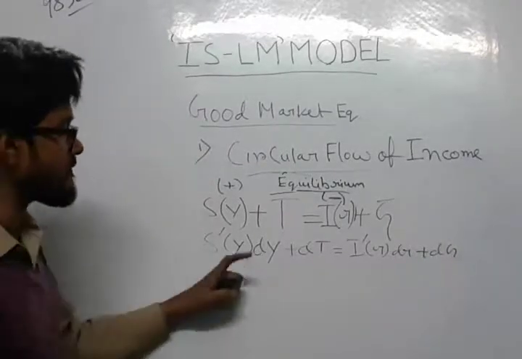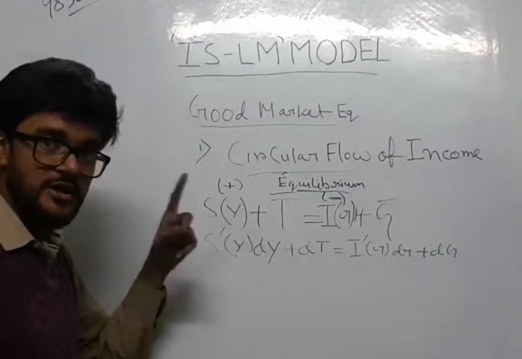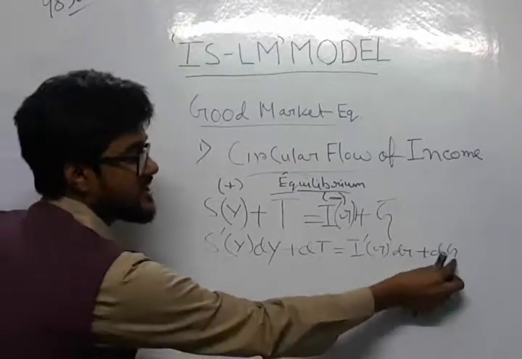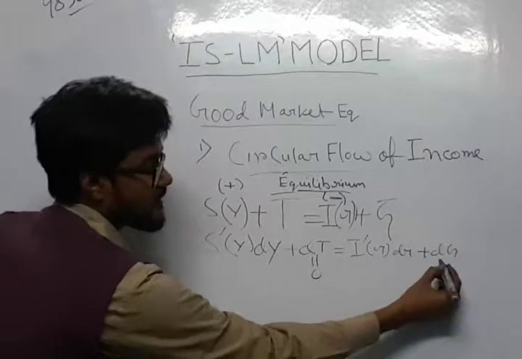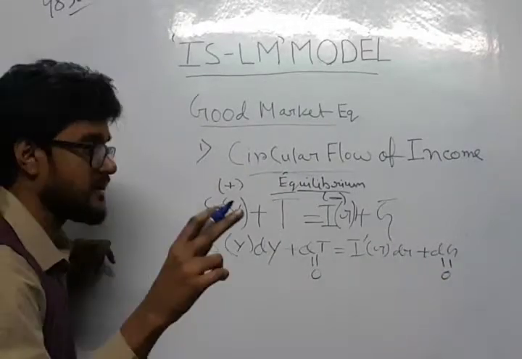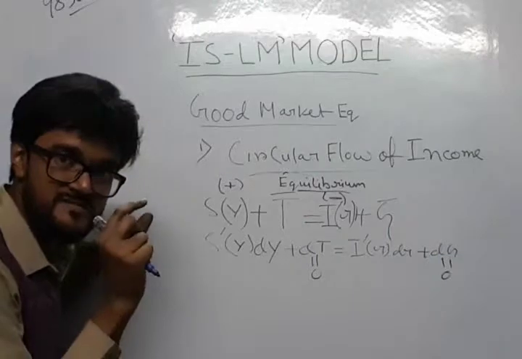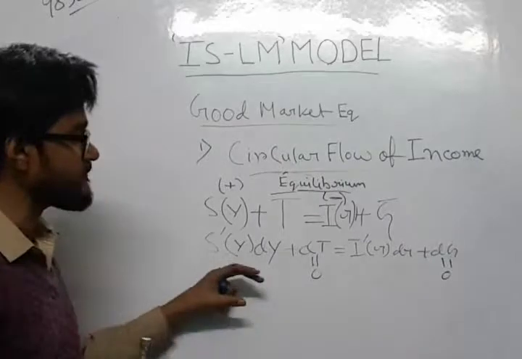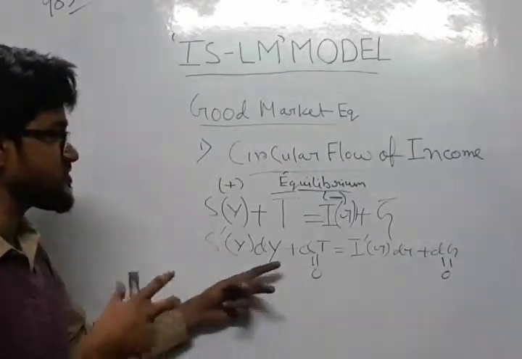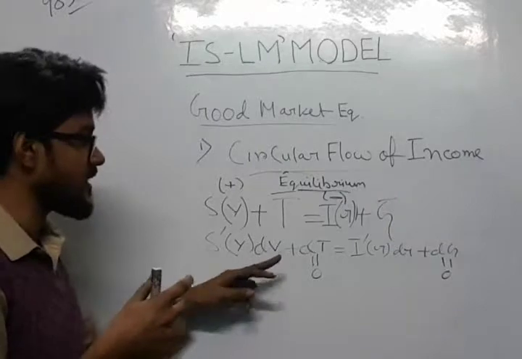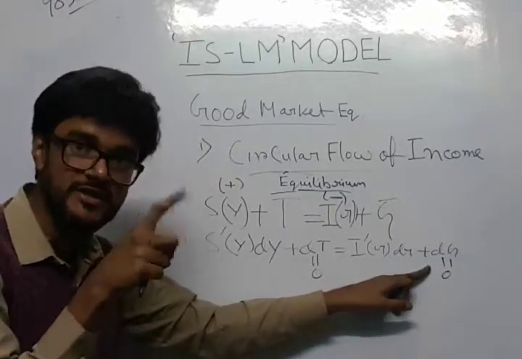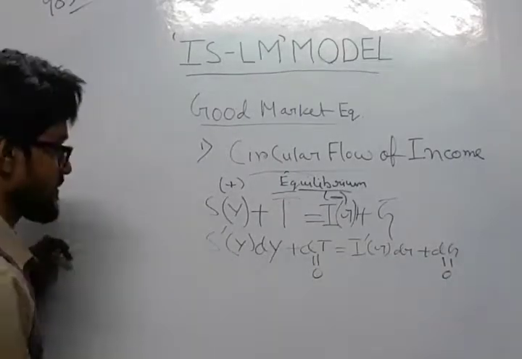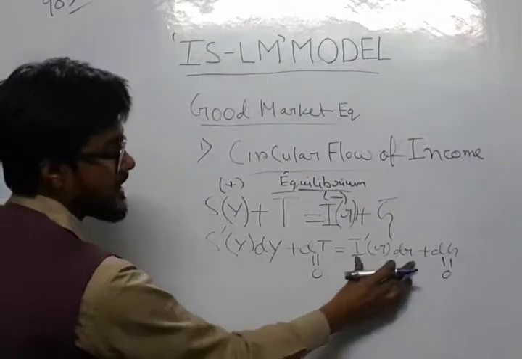Now, as we have already assumed T and G to be two exogenous variables, the change in T and change in G will be 0. That is the change in tax and change in G, which is denoted by small d, which is differentiation. By doing first order differentiation, we see the change. Now, as T and G are assumed to be constant, they cannot change. So they are assumed to be 0 in this model. So we are left with just this term and this term.